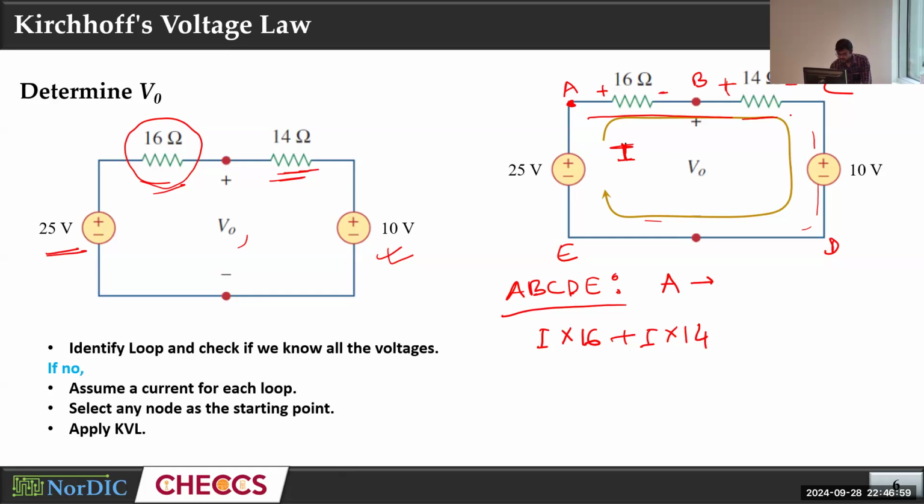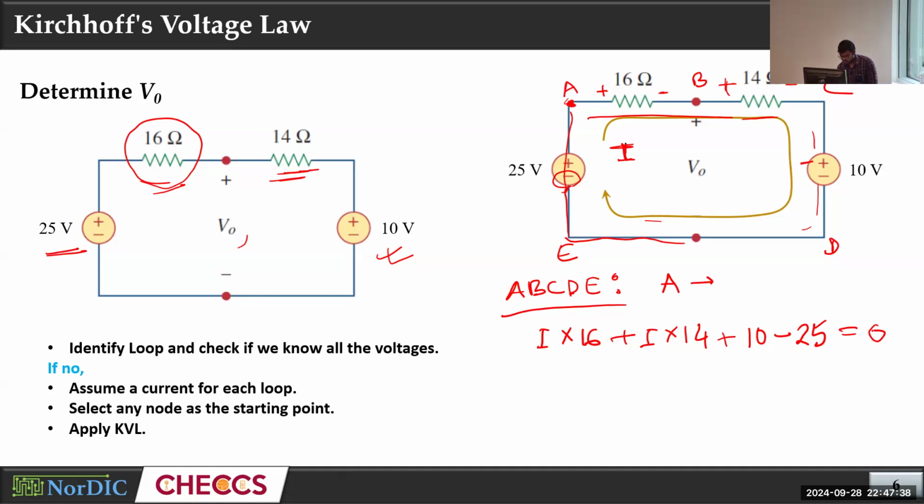So we have completed this resistor. Now we have this voltage source. So what should I write for that? Positive 10, because we are first encountering the plus sign and the value is 10. Now, this voltage source, right? So what should I write for that? Negative 25, because we are encountering negative first and the value is 25. Now we have ended up at the starting point, so you can write equal to 0.